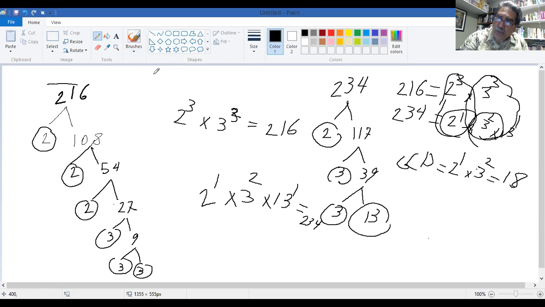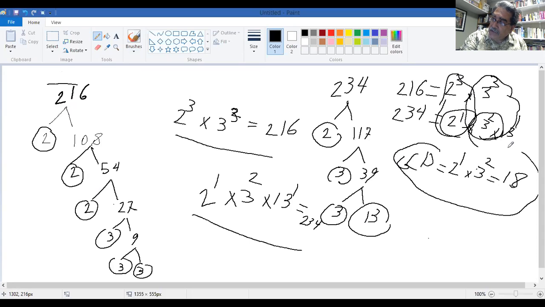So what do you do? You start with branching, you do the prime factorization, you write it down, then you find the common factors in each, 2 and 3. You pick the one with the least exponent, 1 and 2, and that's your GCD. This is the answer you were looking for. Okay?